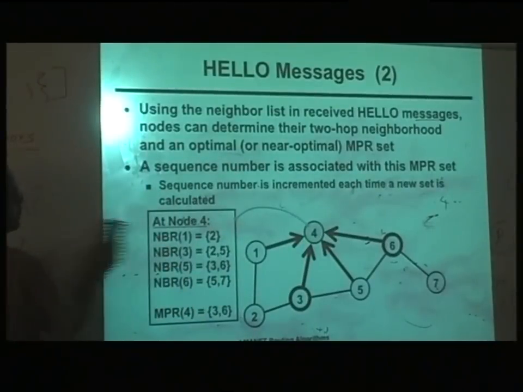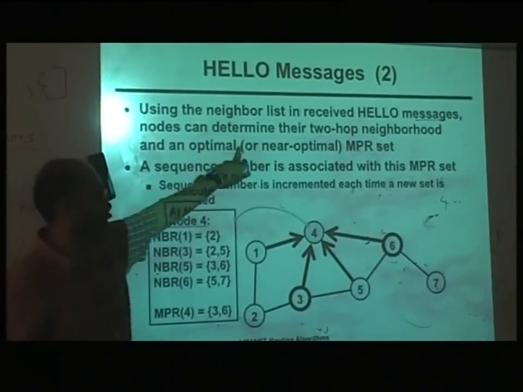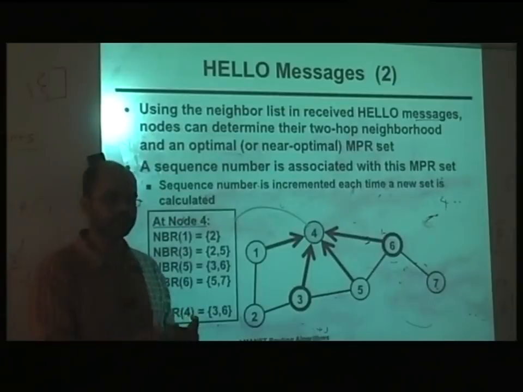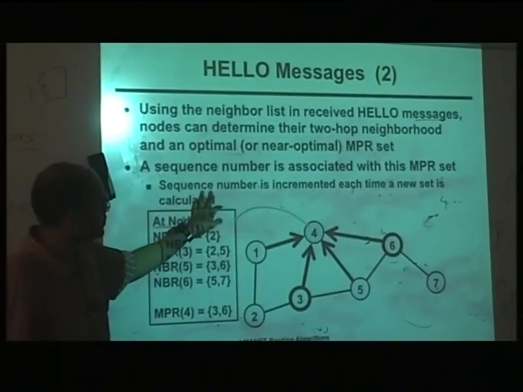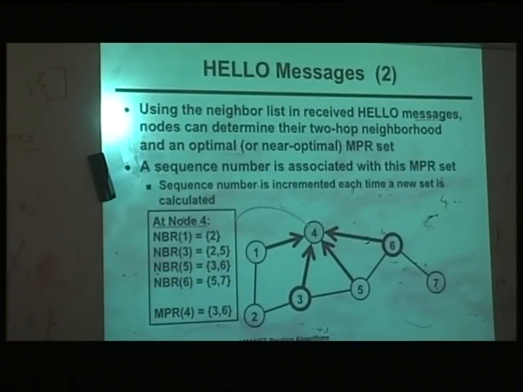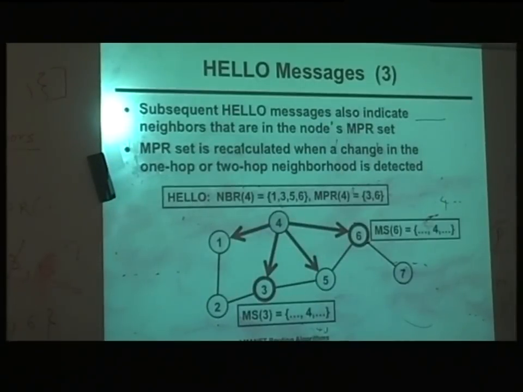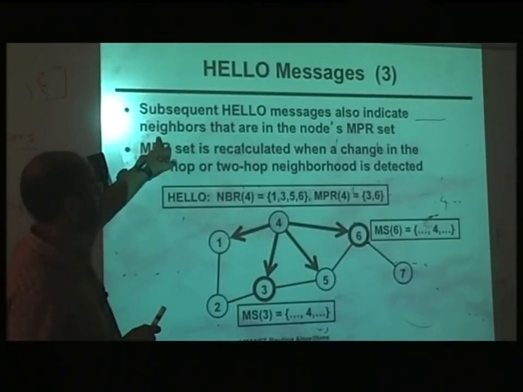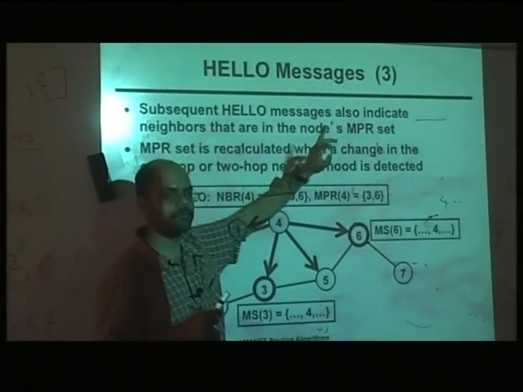Right? Then once you have an optimal or near optimal MPR, you just put a sequence number to that because it's all mobile, right? So what we do is we put a sequence number so that you can always see what is the latest MPR. And so once you calculate the MPR, subsequent hello messages also include neighbors that are in the node's MPR set.